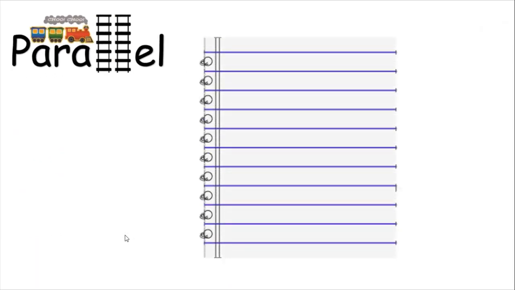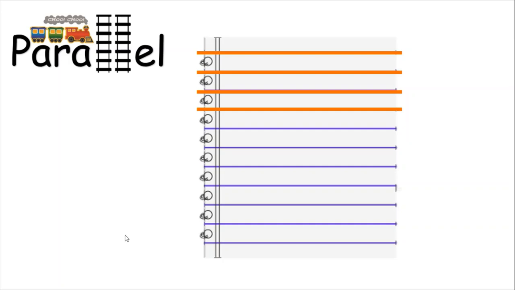Let's have a look at another one. Okay, so lines on a page. Now we've got some parallel lines going across. And again, if those lines got closer together and were kind of slanted, then it wouldn't be very good for you to write on, because your writing would end up going uphill or downhill.